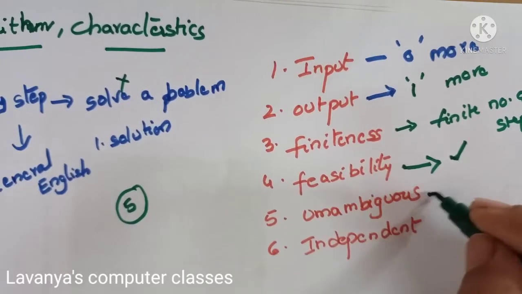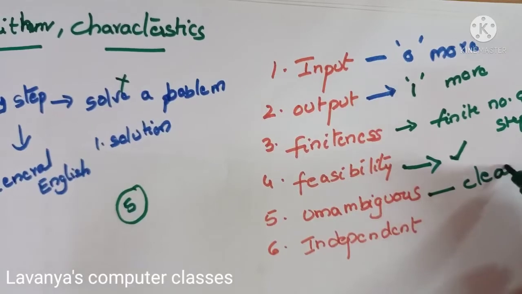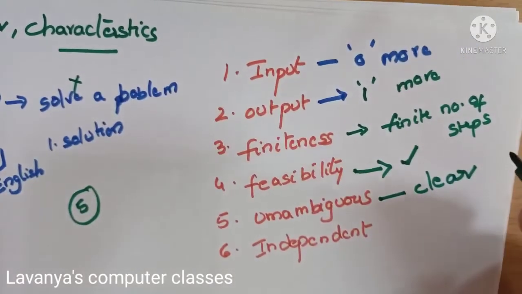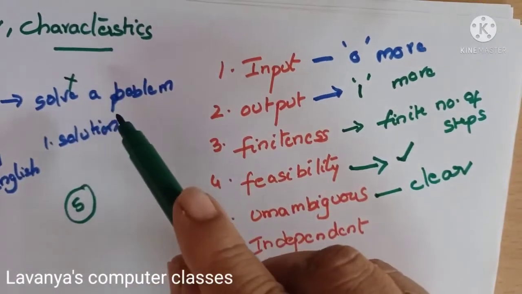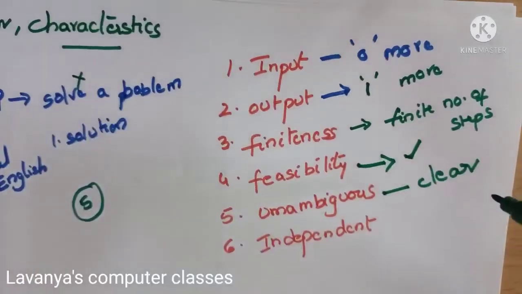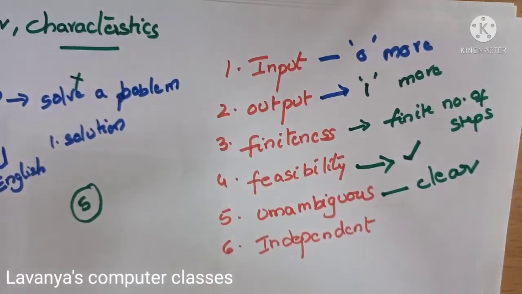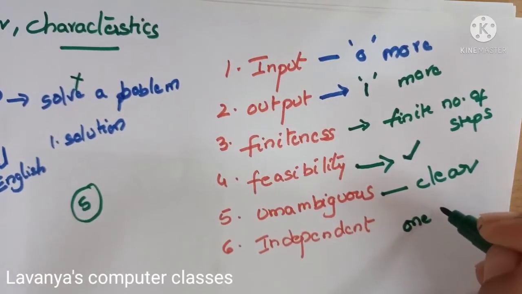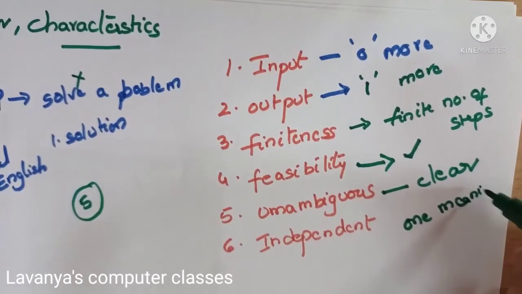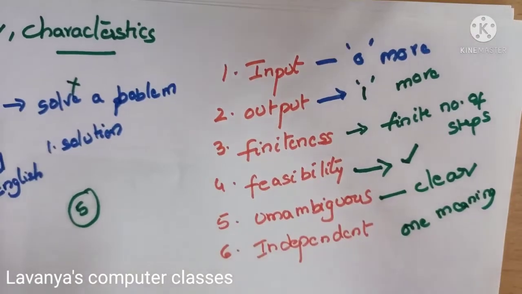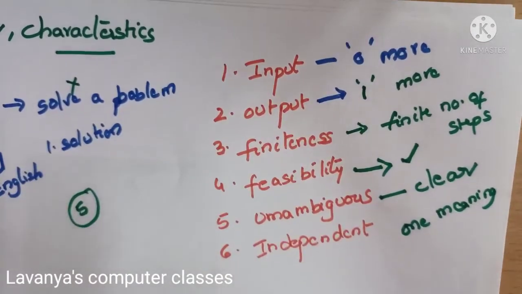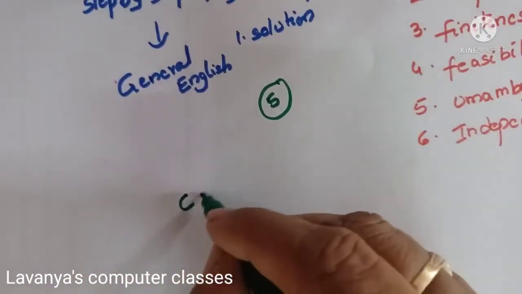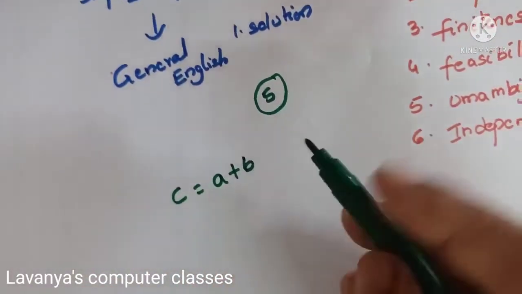Next is unambiguous. What is unambiguous? We are writing so many steps, a step-by-step procedure. All steps must be clear without any confusion. All steps must be clear and must lead to only one meaning. It should not give any different meanings. Whatever the user checks in that algorithm, it should be clear and give only one meaning. There is no confusion for the programmers. That type of algorithm is known as unambiguous.